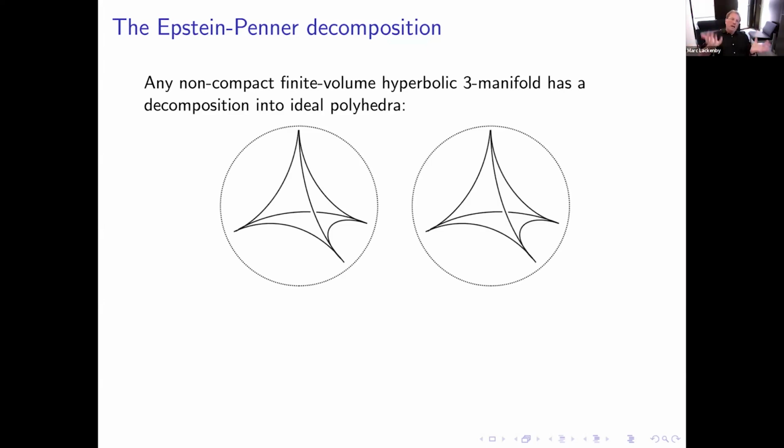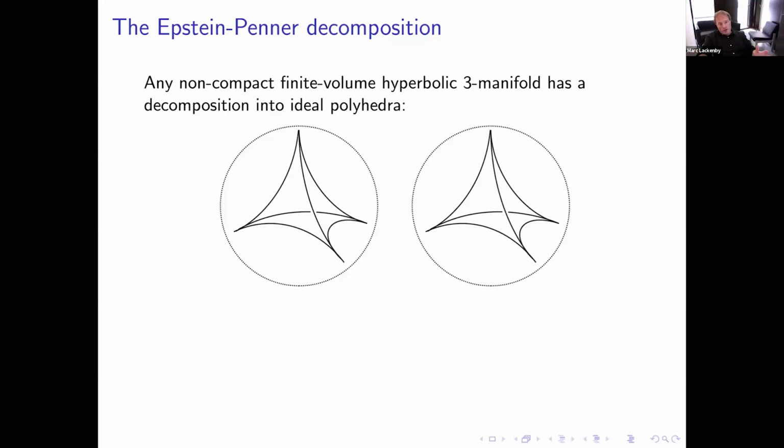So hyperbolic 3-space, in this Poincaré model, is the open unit ball with this negatively curved metric on it. And if I take a collection of points in the interior of that ball and take their convex hull, that's a hyperbolic polyhedron. But an ideal polyhedron is when I take a convex hull of points on the sphere at infinity.